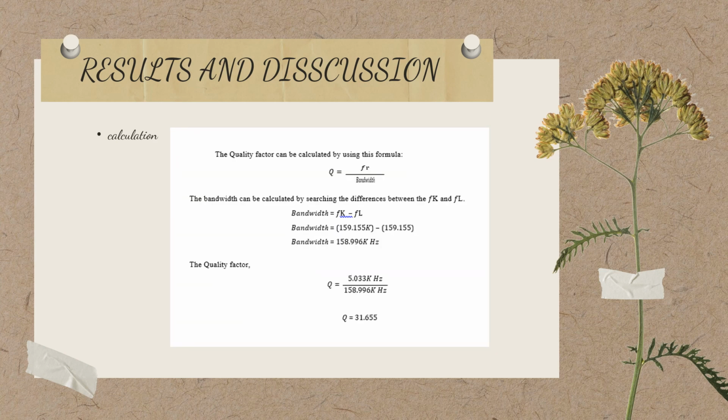And for the last calculation, the quality factor can be calculated by using the formula Fr over bandwidth. We can get the bandwidth by finding the difference between Fh and Fl, and we got 158.996 kHz. Inserting the values into the formula, we got the quality factor of 1.955.